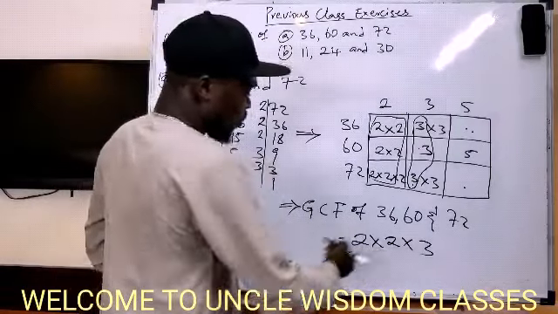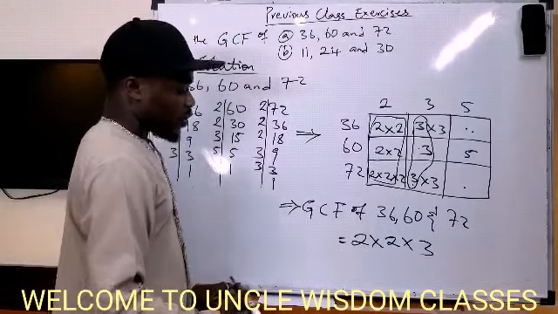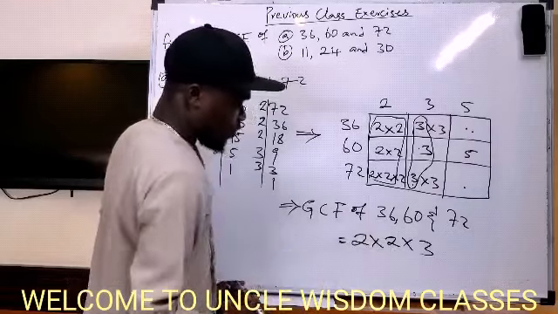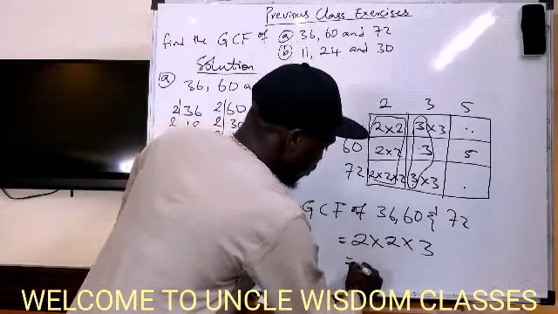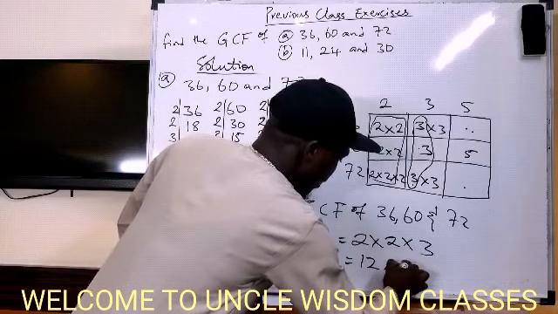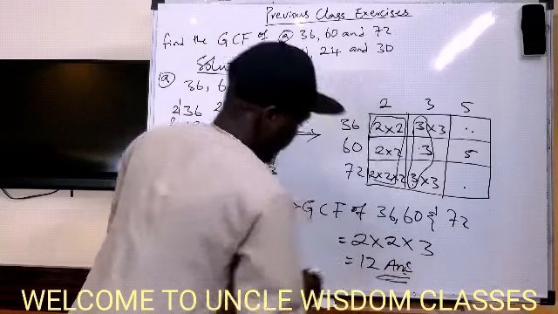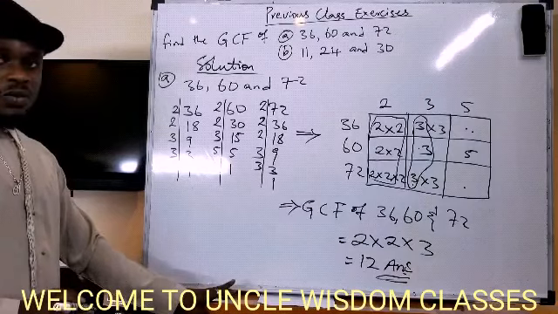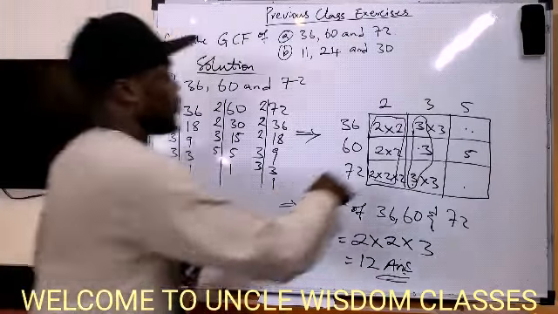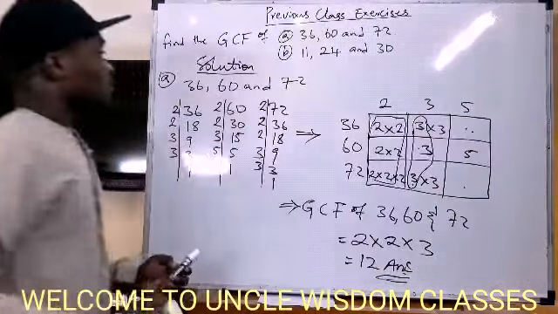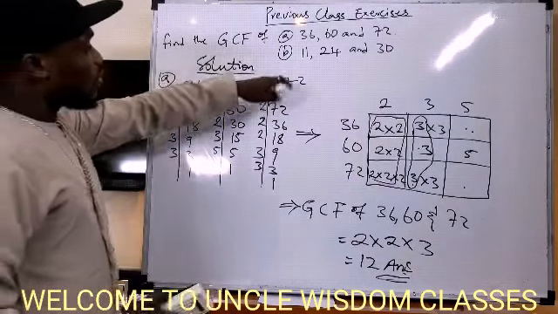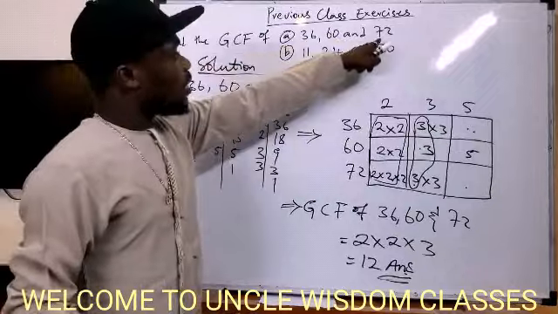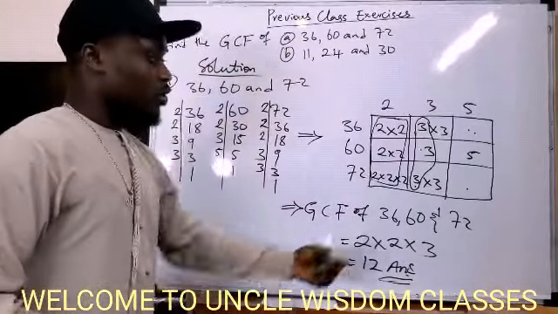So when we multiply the common factors now, 2 multiplied by 2 will give us 4. And 4 multiplied by 3 will give us 12. This is our answer. Are we following? So that is for number A. The greatest common factor of 36, 60, and 72 is 12.